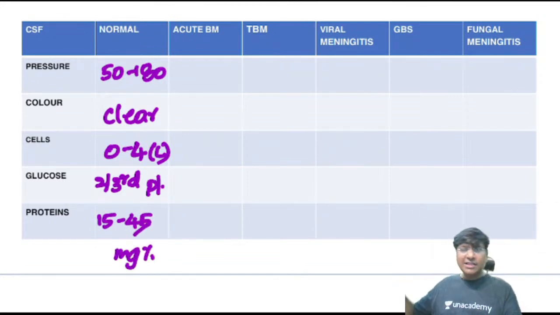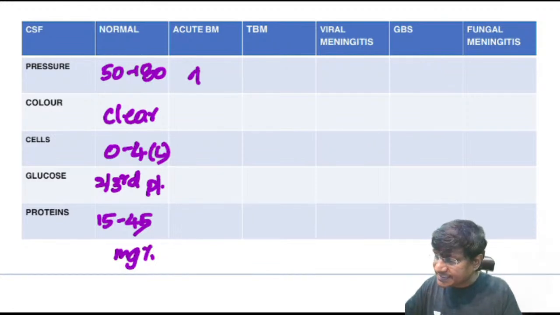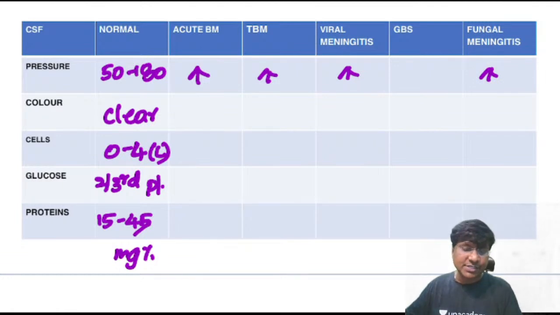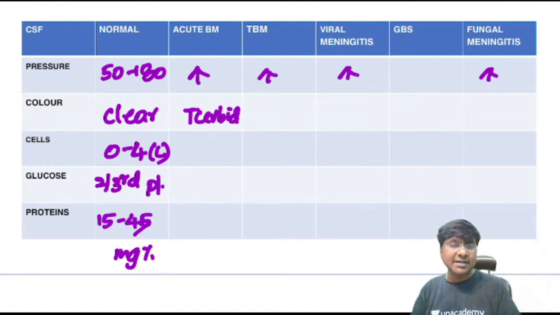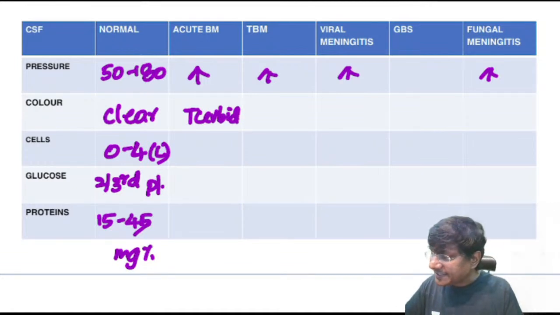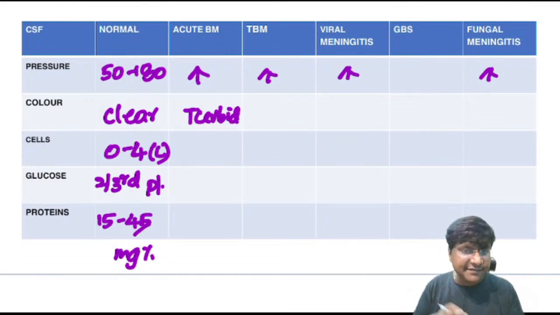Now, in all forms of meningitis, what will happen to the CSF pressure? The CSF pressure will be elevated in all forms of meningitis. Then take acute bacterial meningitis. How will be the color of it? It will be turbid in color. Why is it turbid? Because there is accumulation of inflammatory material in the CSF. That is the reason why the turbid color appears.